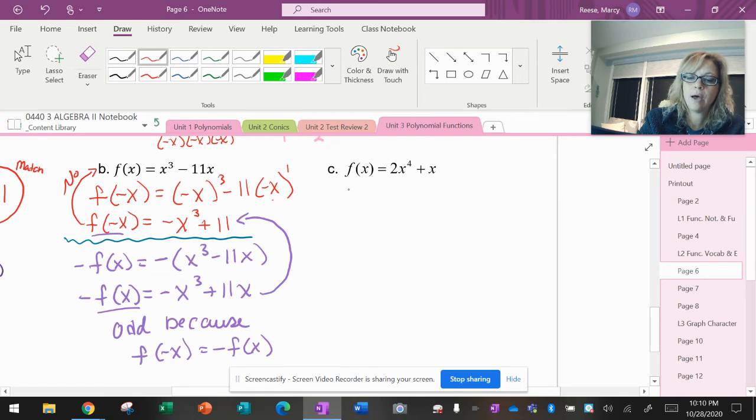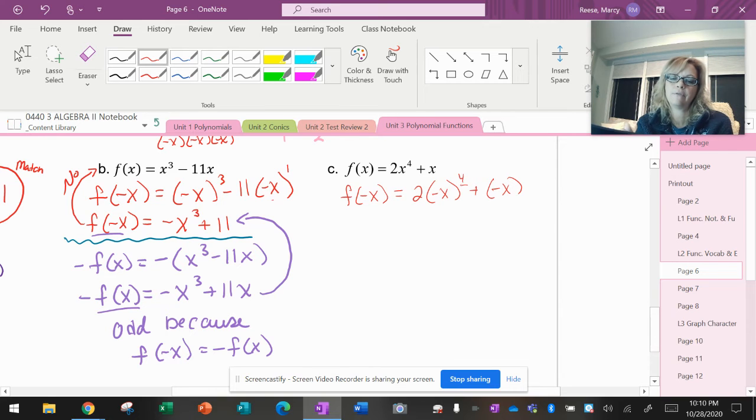All right, so now C, going back, and I'm going to check the even first, which means I'm going to put negative x into the function. I've got negative x to the fourth plus just a negative x by itself. Remember I said if the exponent is even, then it automatically comes out as a positive x to the fourth, but this only has an exponent of 1, so this is just negative x.